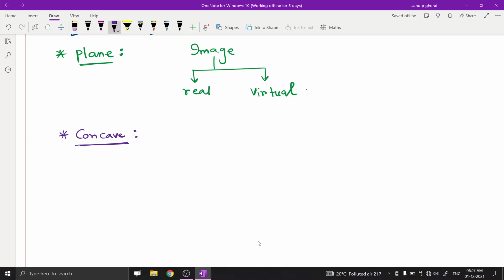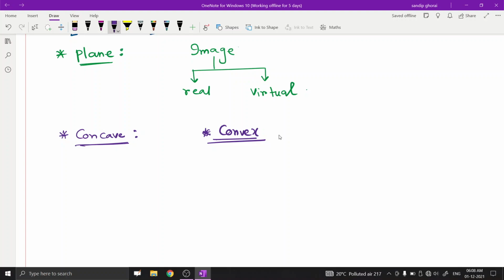And if we take a convex mirror, as this is a diverging mirror, we always get a virtual and diminished image that is formed behind the mirror. This does not necessarily depend on the position of the object. If an object is placed in front of a convex mirror, then we get a virtual and diminished image.